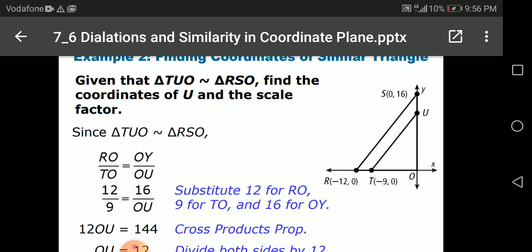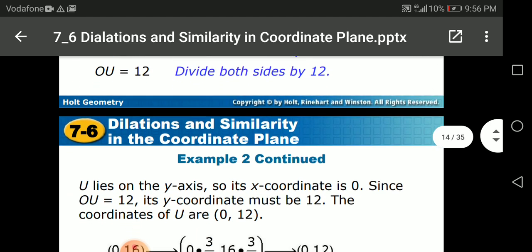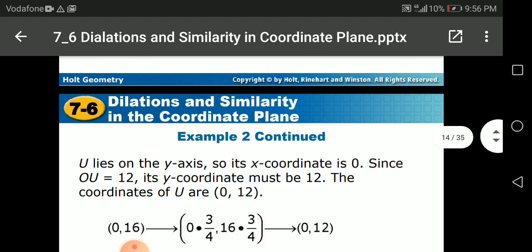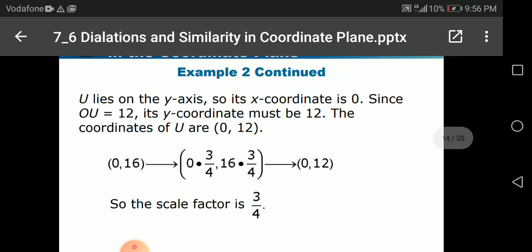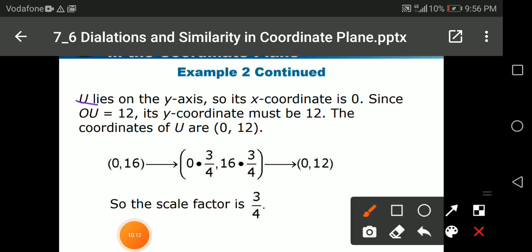So what should I do now? He asks me to find the factor also. U lies on the y-axis. Sorry, I don't know why I keep saying UY. U lies on the y-axis, so its x-coordinate is 0. Since OU is 12, its y-coordinate must be 12, then the coordinates of U are 0 and 12.